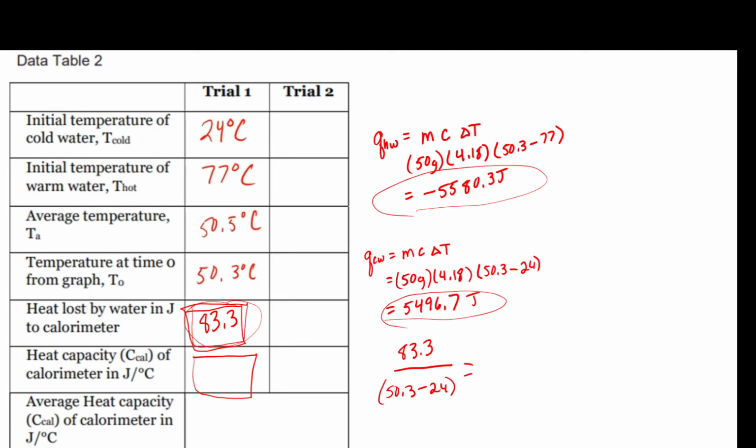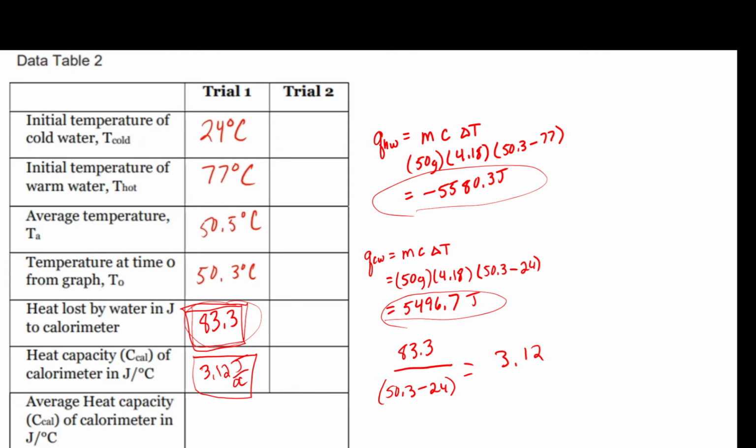When I calculate that all the way out, 83.3 divided by 50.3 minus 24 in parentheses, the result comes to 3.12. So I know the heat capacity of my calorimeter is about 3.12 joules per degree Celsius.